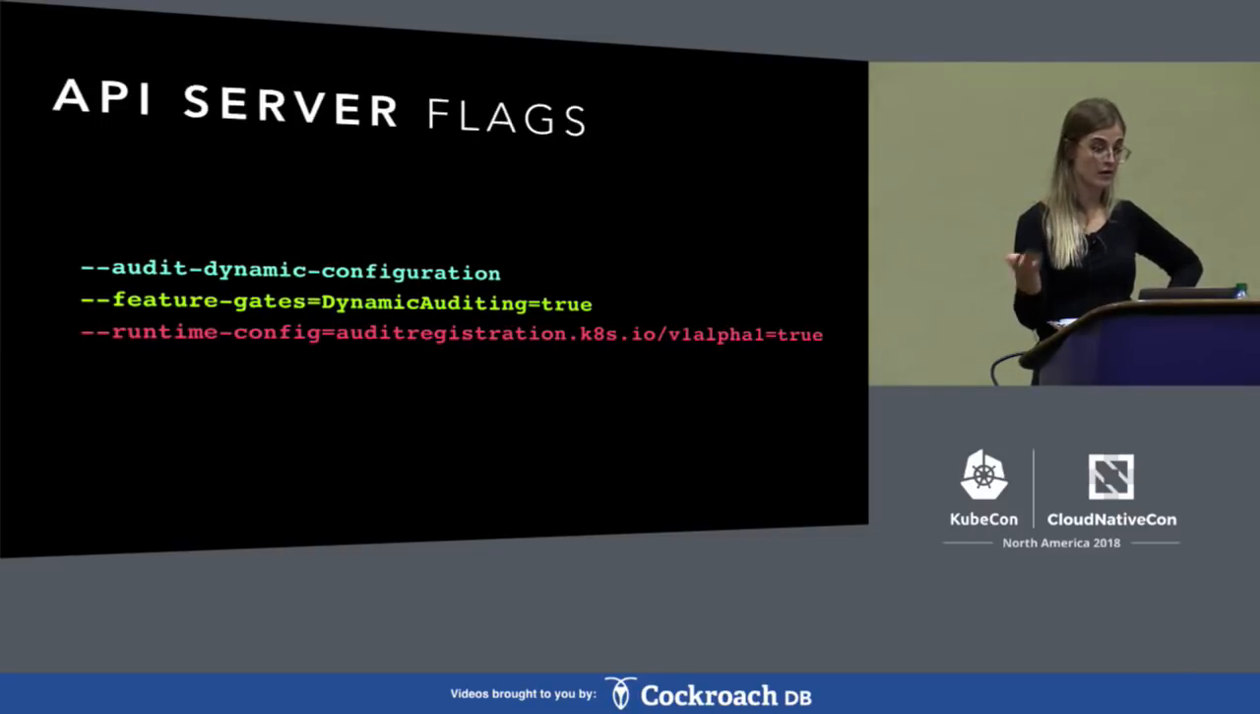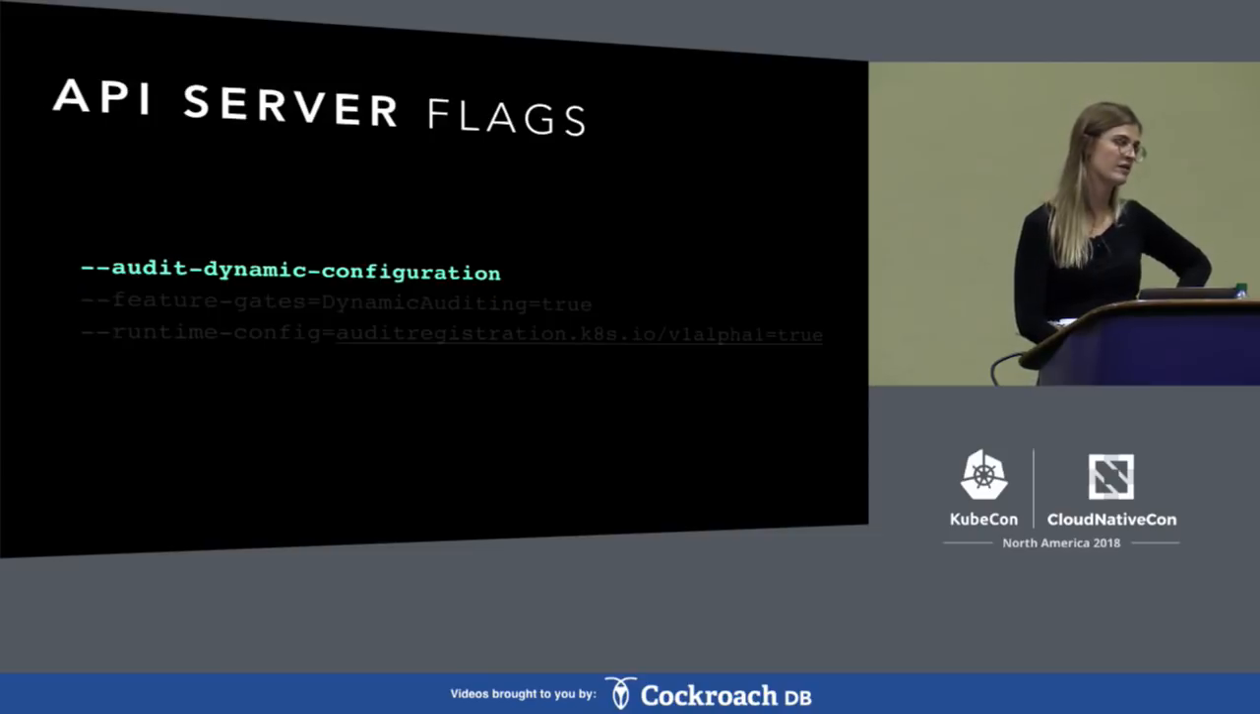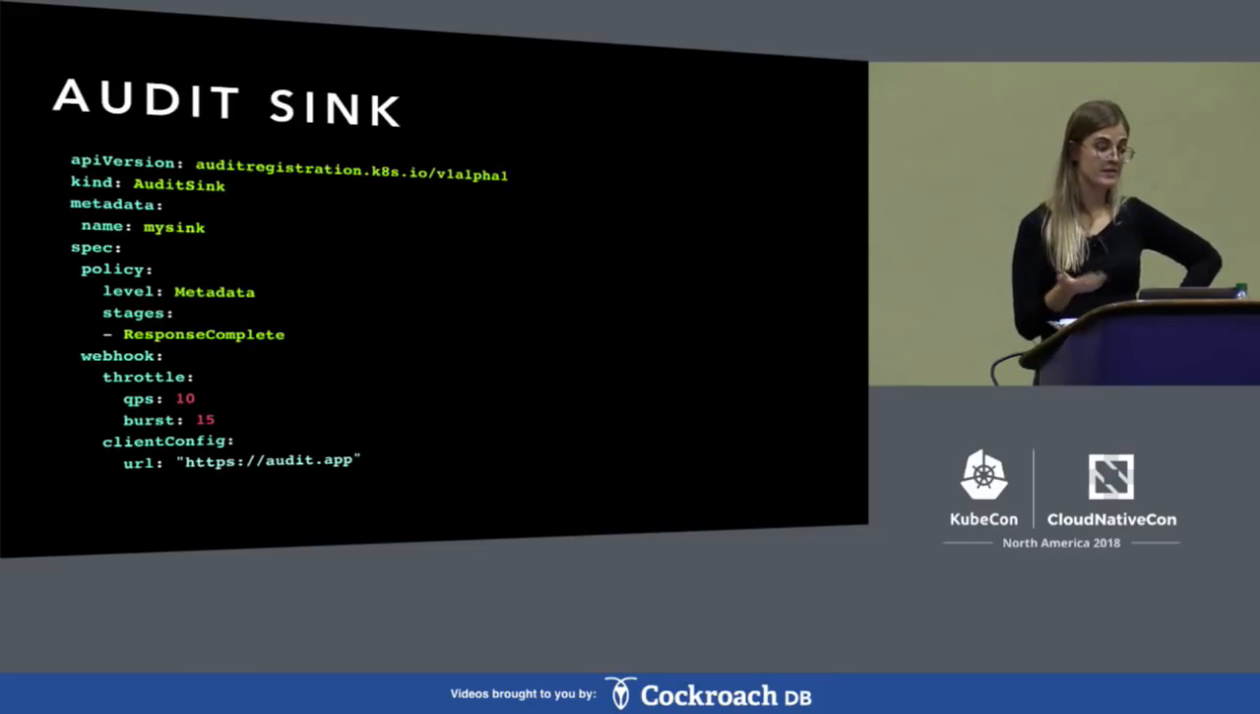So to enable audit on your 1.13 cluster, all you need to do is set these 3 flags on your API server. One of them is just turning on alpha, one is enabling the feature gate, and one is actually saying, yeah, I want audit dynamic configuration. When this goes to GA, you're only going to need the one flag, and this might even be a default flag, so you won't have to worry about that. The other thing you need is an audit sync.